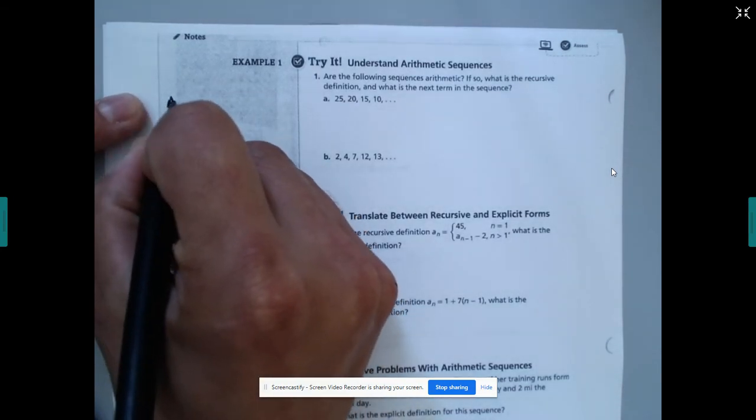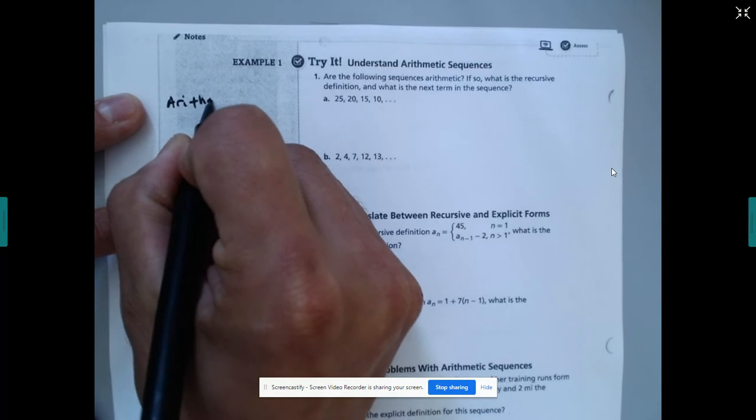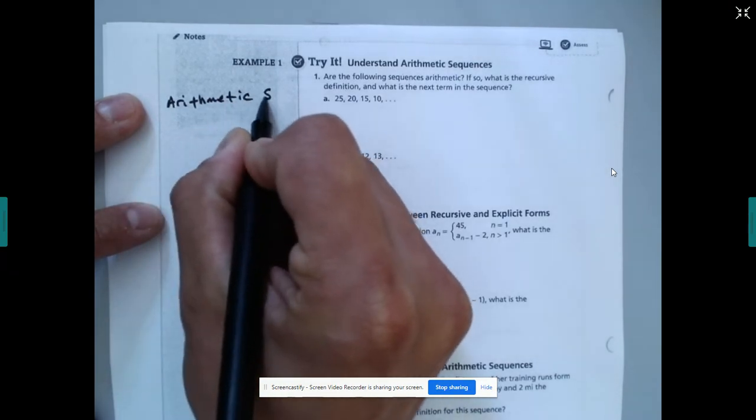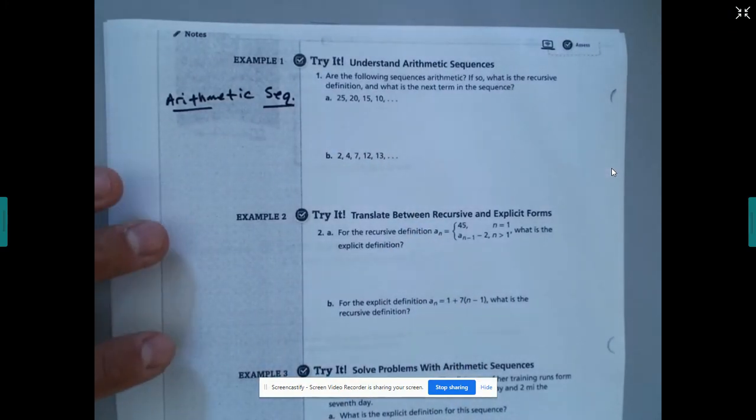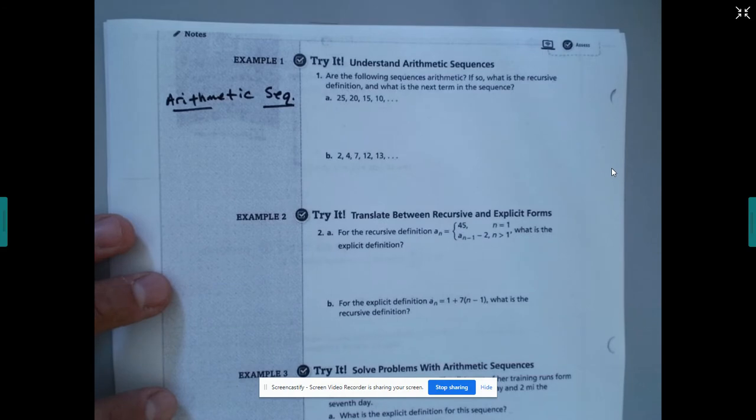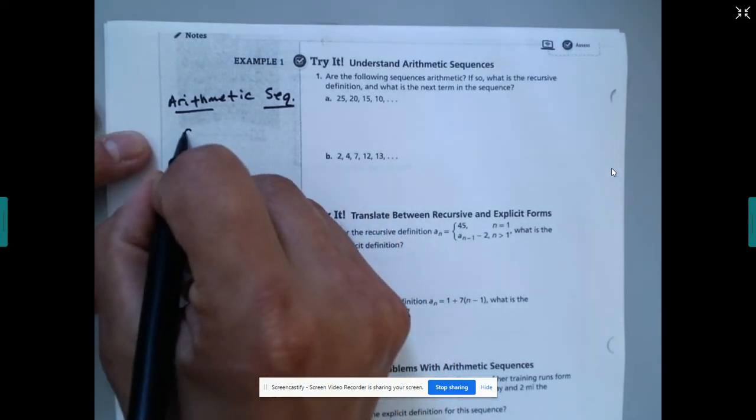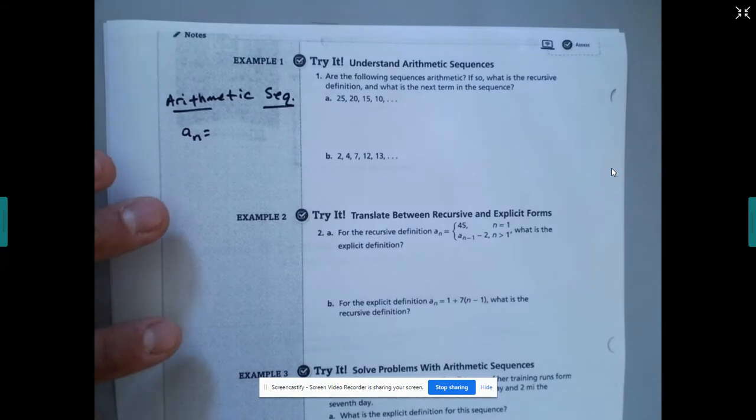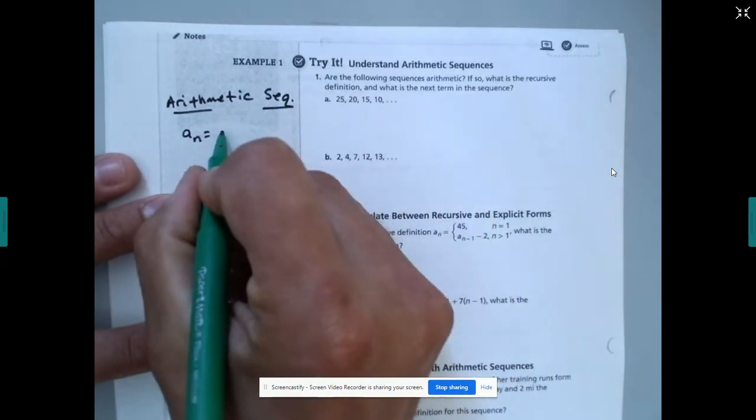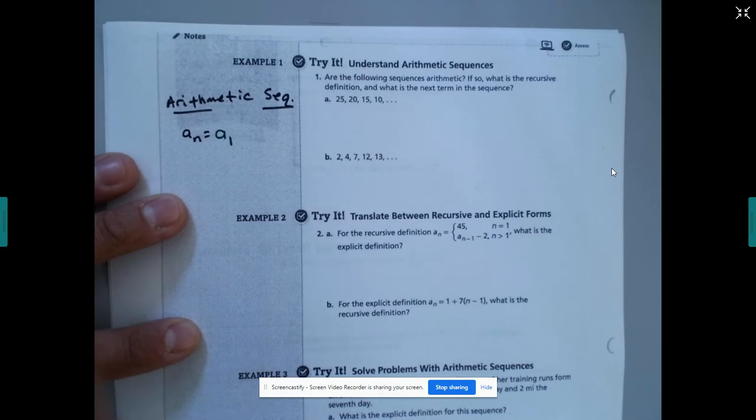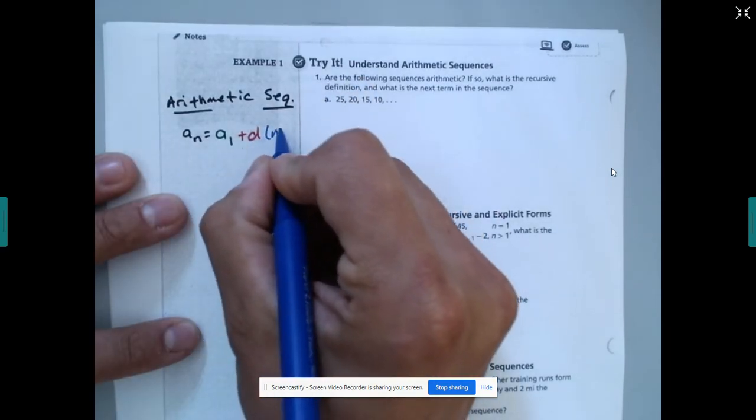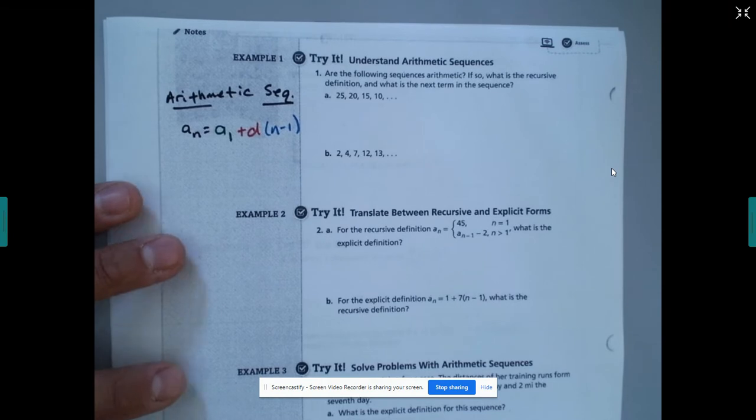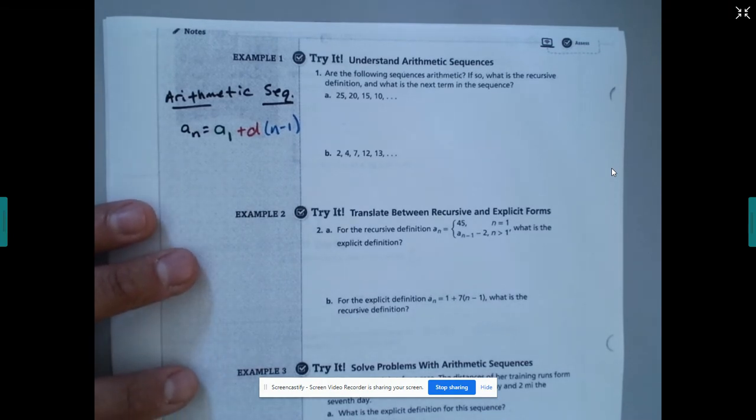In order for us to do this, there is a formula that we are going to use. You'll always be given it, so you don't have to memorize it. You probably will by the end of the class, but for right now: A_n equals A_1 plus d times (n minus 1). All of those letters represent something different in our problem.